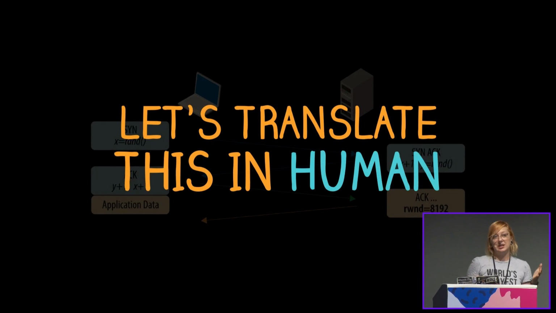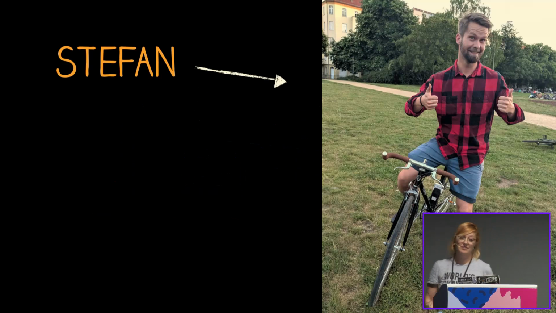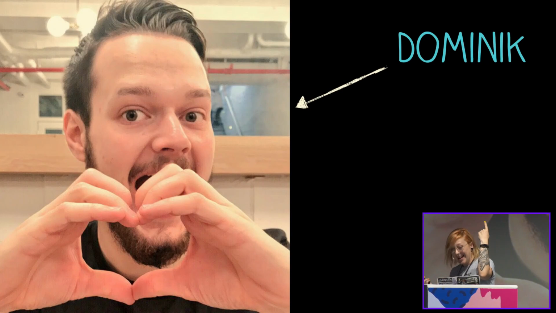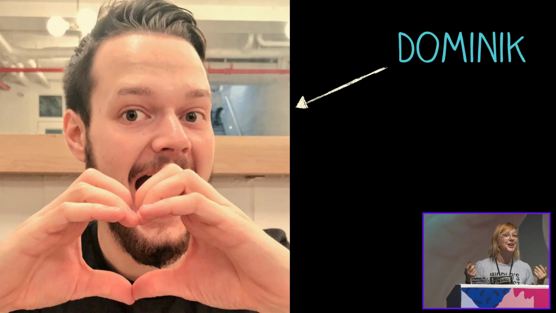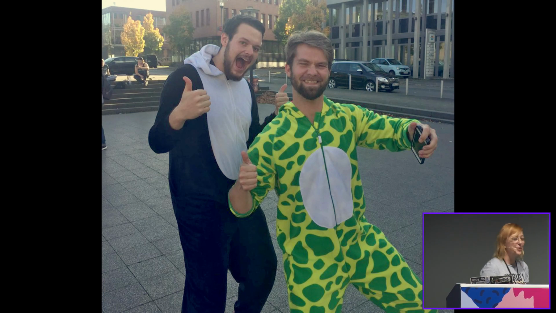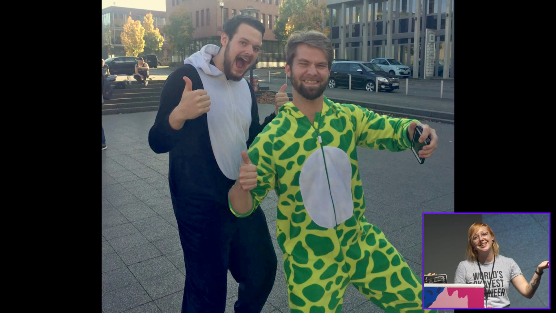So let's meet our sender and receiver. This is Stefan. He's an engineer who loves biking and cooking for others. This is Dominic, also an engineer who likes to travel and, because he travels so much, home-cooked meals. Both of them have a few other things in common, like speaking at conferences, wearing onesies, and food, and especially surprise.